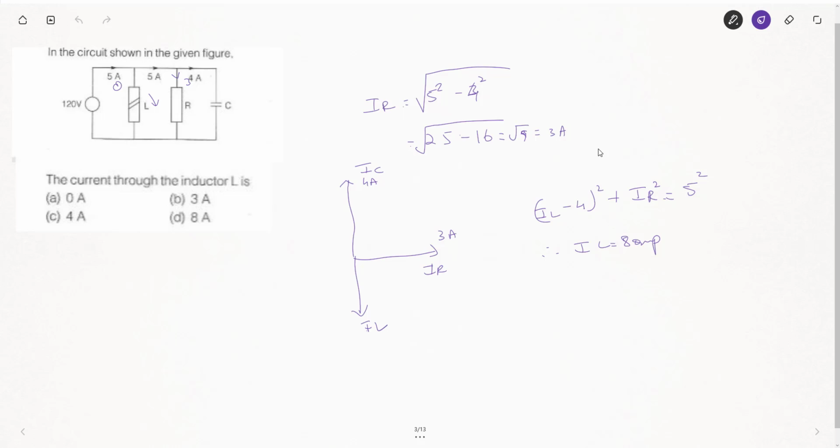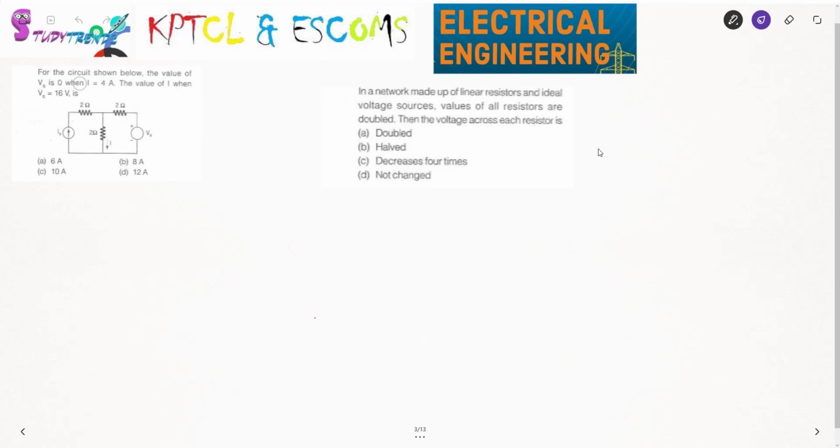Next question. For the circuit, the value Vs is 0 when I is equal to 4 amp. The value of I when Vs is equal to 16 volt is. So this is a typical superposition principle problem, but it can be done by basic laws also. Here given Vs is 0 when I is equal to 4 amps.